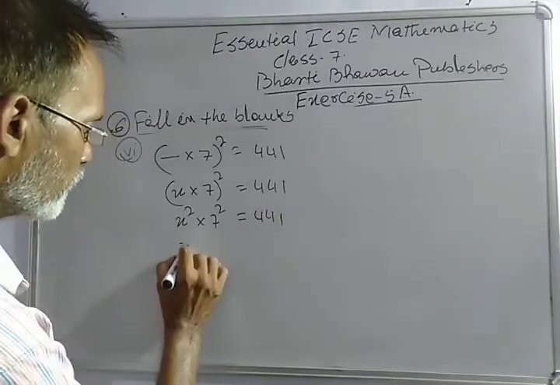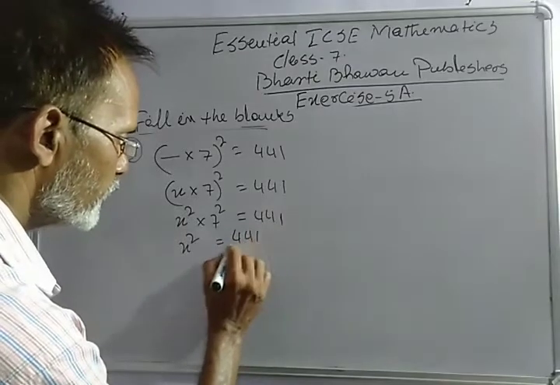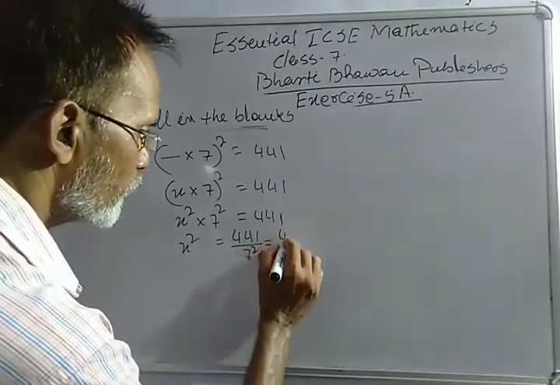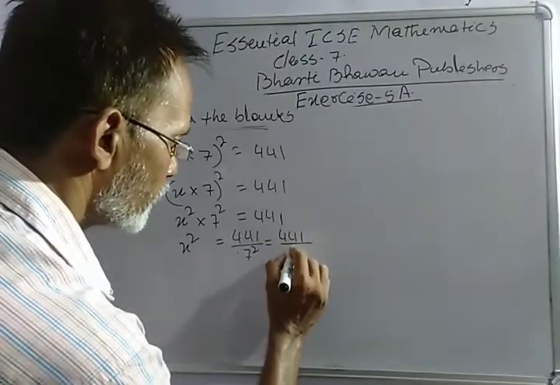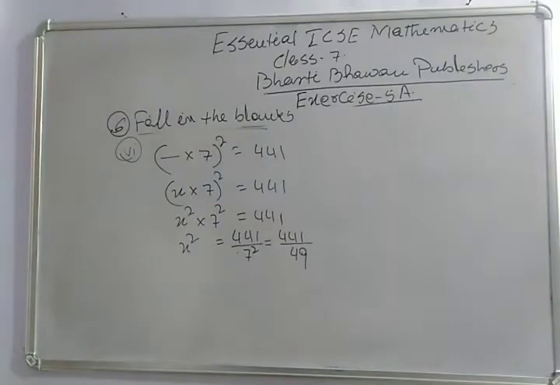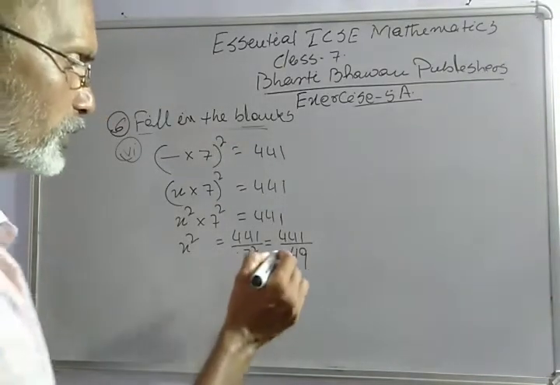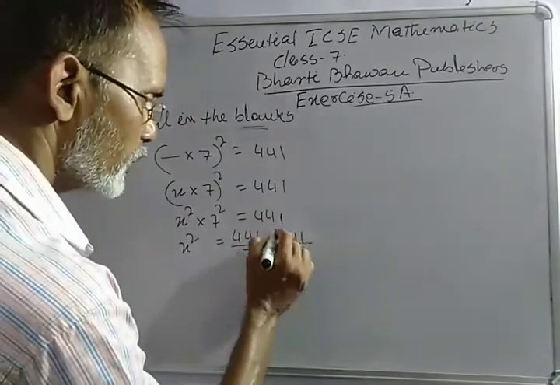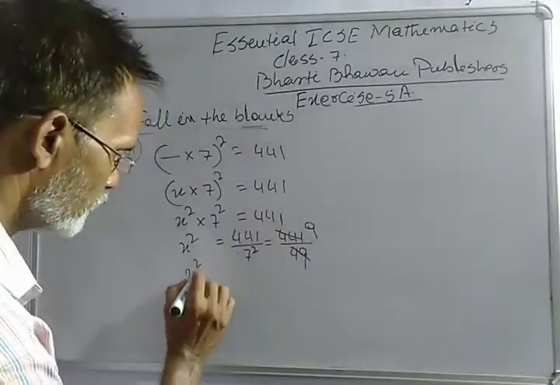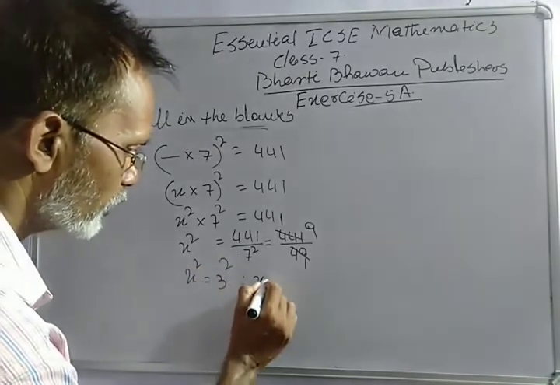So x to the power 2 is equal to 441 by 7 to the power 2. So this is equal to 441 by 49. So this is equal to 9. So x square is equal to 3 squared. So therefore x is equal to 3.